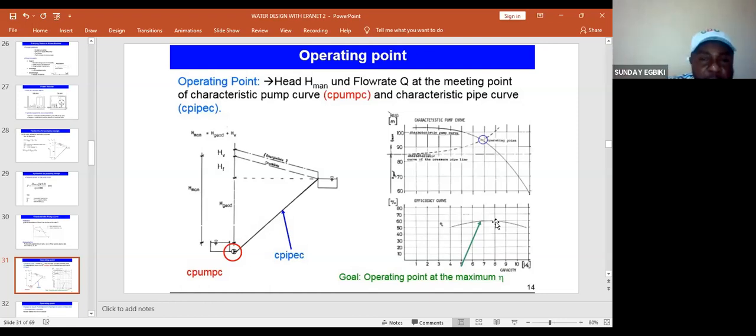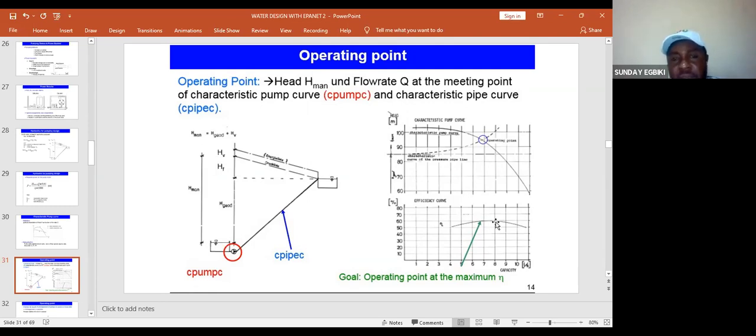In EPANET, the software you will be using tomorrow in sizing your pump, it will require you to give the pump curve. What is a pump curve? A pump curve is a curve of flow against head. When you plot a graph of flow against head, you have a pump curve. But we also have what we call the pipe curve, or system curve. When you plot a graph of flow against the length of the pipe, you also have what we call the pipe curve.